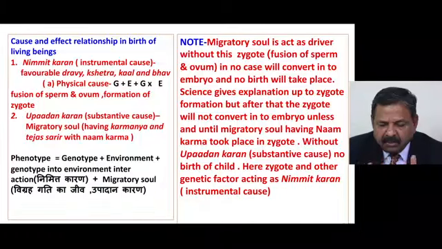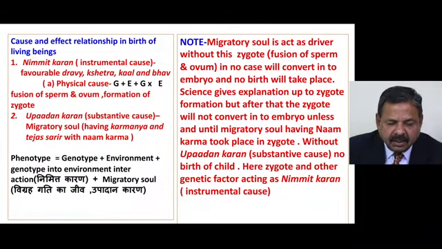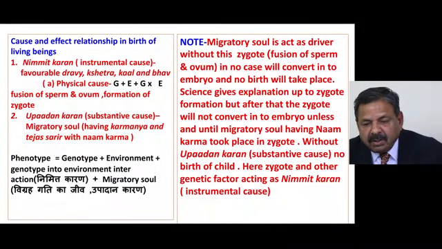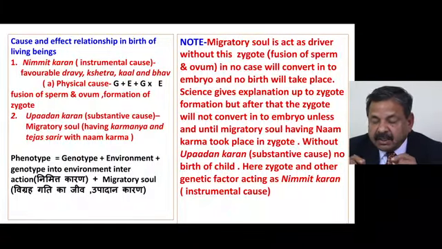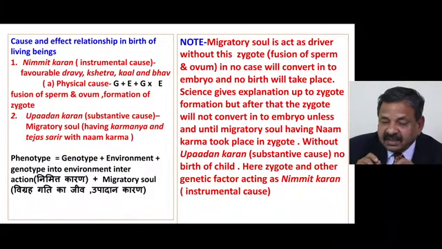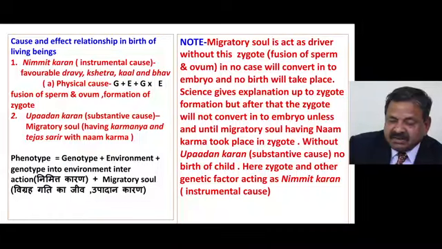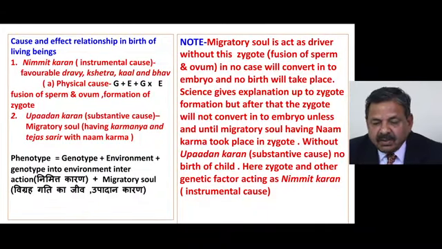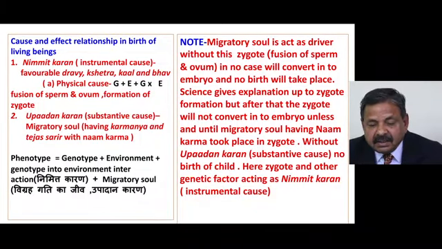So this is all about the mechanism we should understand here. This thing is very clear and interesting for you to note. The migratory soul acts as a driver. Without it, the zygote will not convert into the embryo. What I tell you is that the migratory soul is a driver. Unless and until the driver sits on the zygote, that zygote will not convert into the embryo, not convert into the baby. So no birth will take place.